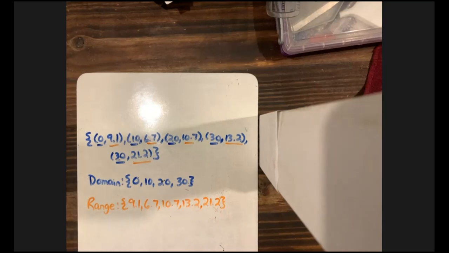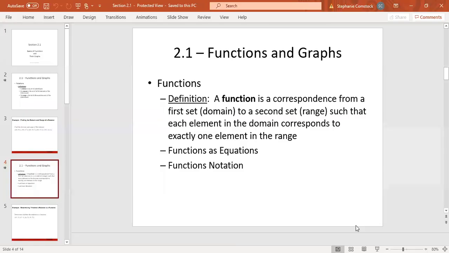Okay. So now the next thing that we're going to look at is, what does it mean to be a function? Okay. So a function by definition is a correspondence between a first set or a domain and a second set or a range, such that each element in the domain corresponds to exactly one element in the range. Basically what we're looking at here is we do not want our x's to repeat, and that's the big thing. We cannot let x's repeat in order to be a function. If our x's do repeat, then it is no longer a function.